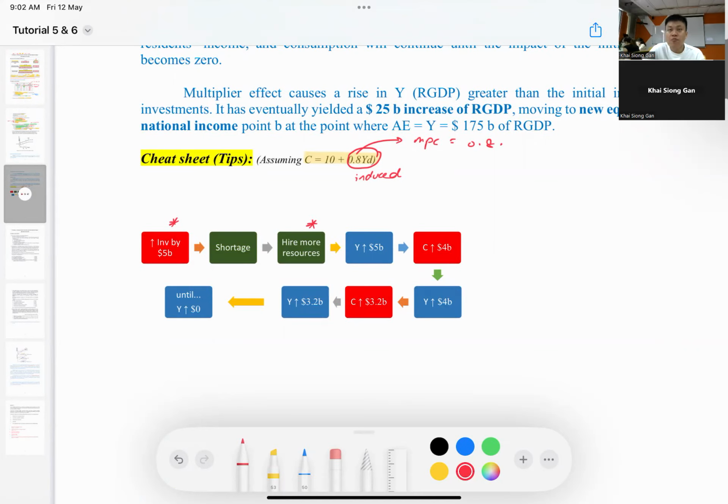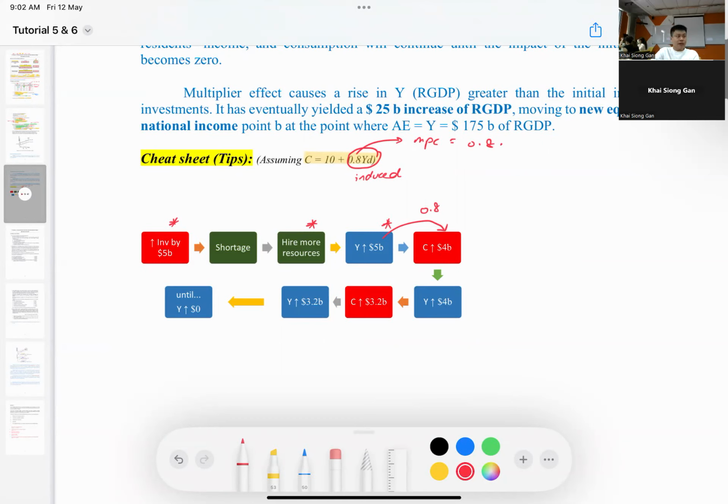So when people get employed and work to produce the goods and services, they will earn an income, right? So the income increased by 5 billion, for example. Now, out of this income that's being earned, 5 billion, 80% of it will be used for consumption, which is 4 billion, because 5 times 80% is 4 billion. So once we have the income increment of 5 billion, consumption will increase by 4 billion. Why? Because 80% of this income will be spent.